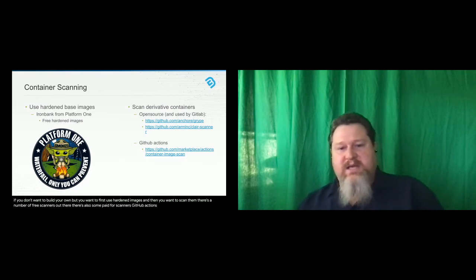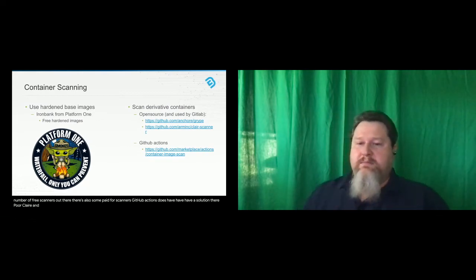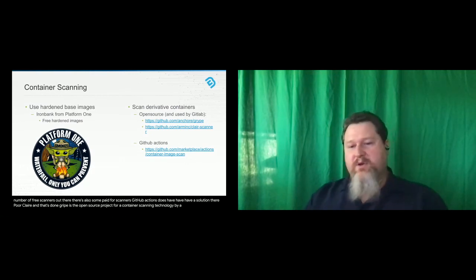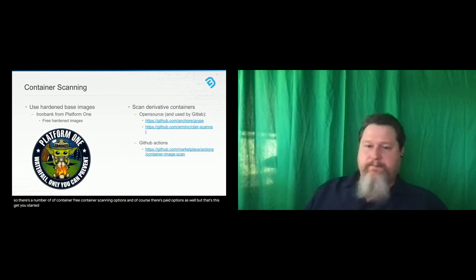GitHub Actions does have a solution there, and GitLab uses Grype or Clair, and that's done. Grype is the open source project for a container scanning technology by a company called Anchore. So there's a number of free container scanning options, and of course there's paid options as well. But that's this. Let's get you started.